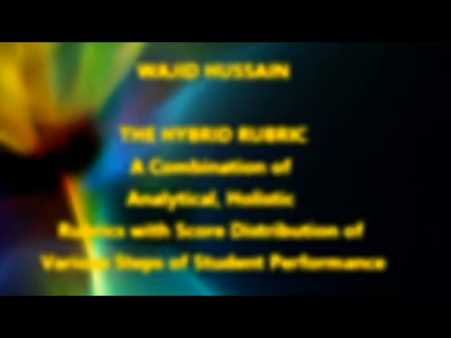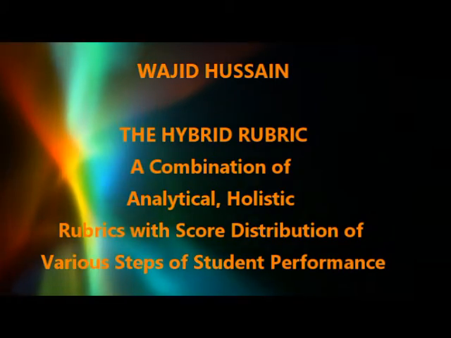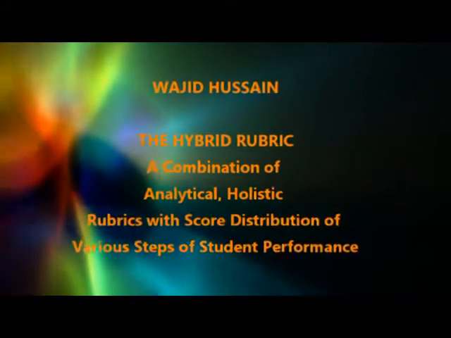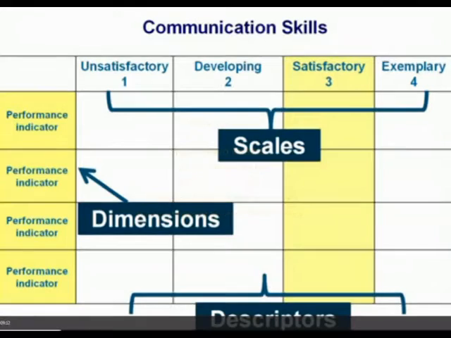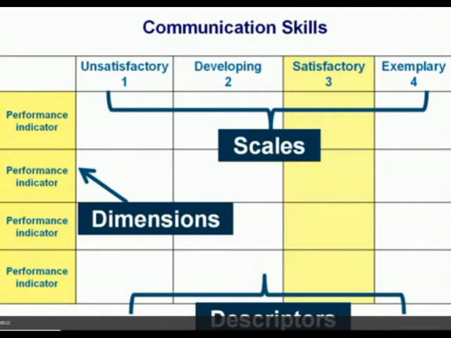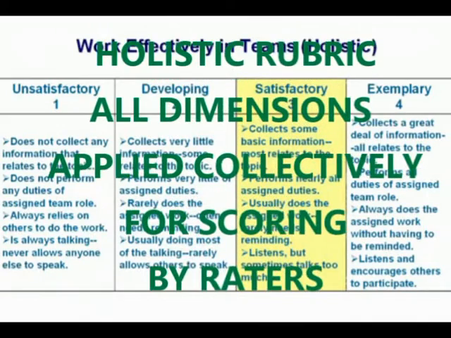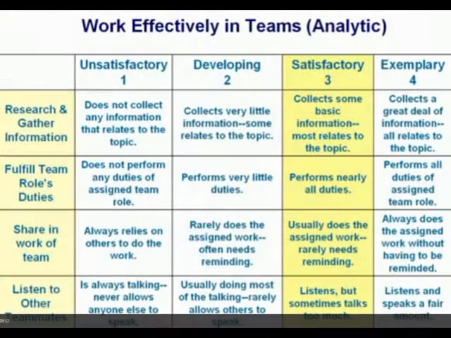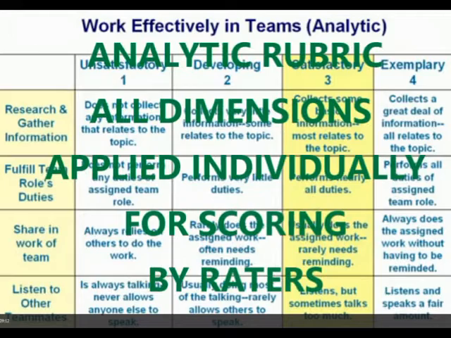The hybrid rubric, a combination of analytical and holistic rubrics with score distribution of various steps of student performance. Here is shown a structure for a rubric from ABET.org with the scales, dimensions, and descriptors of a typical communication skills rubric. An example of a holistic rubric for teamwork showing all dimensions applied collectively for scoring by raters. An analytical rubric for teamwork showing all dimensions applied individually for scoring by raters.